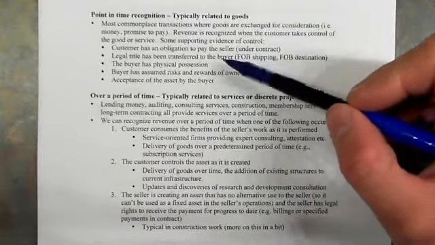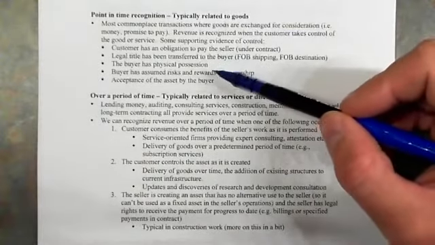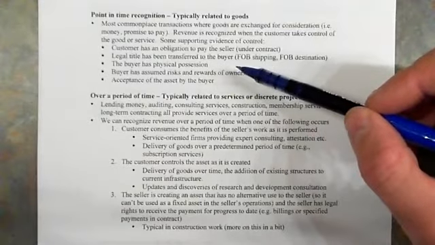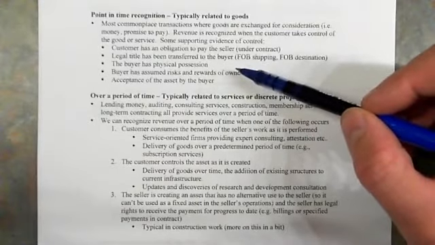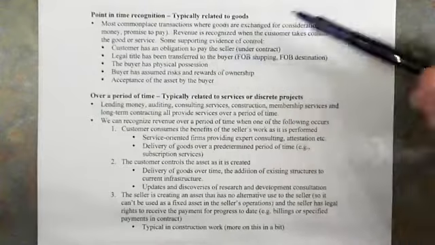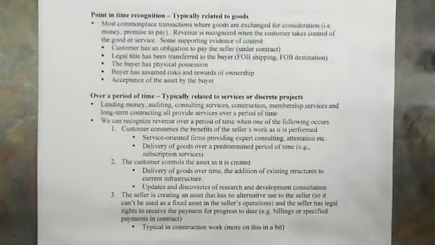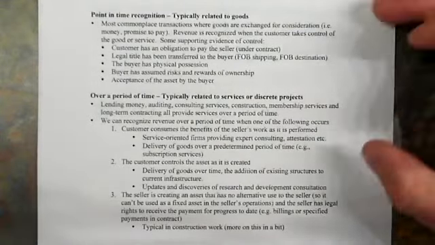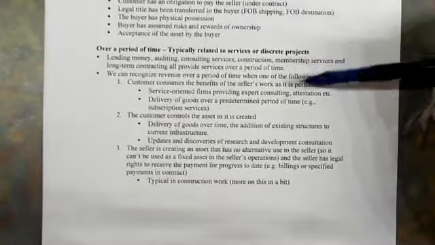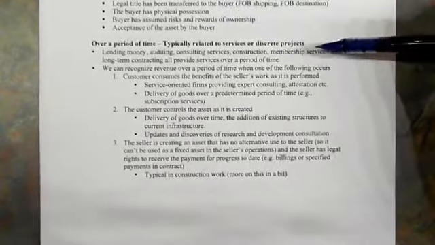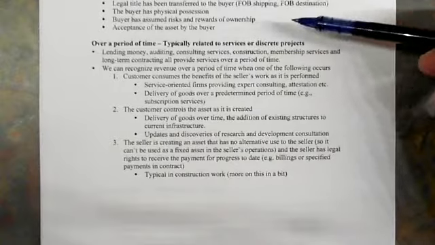Now, of course, not all these things have to happen, or just because one of these things happens doesn't mean that there is revenue recognition, right? But this is just a list of items that could imply we have control or that the consumer has taken control. Over a period of time is going to be related to typically services or discrete projects.